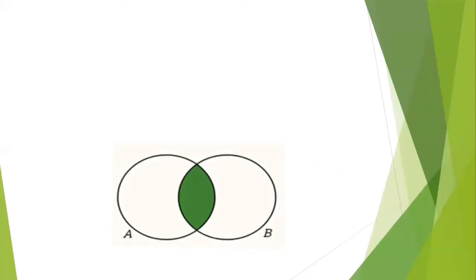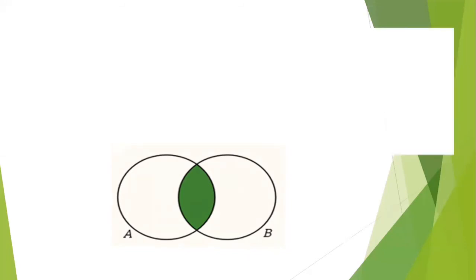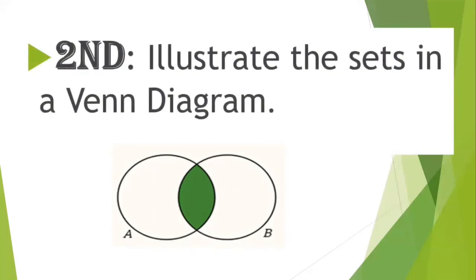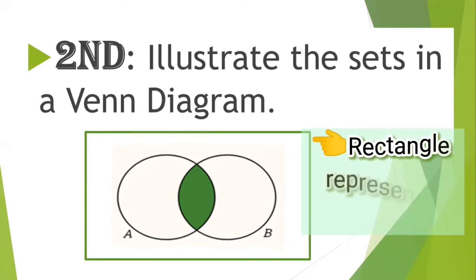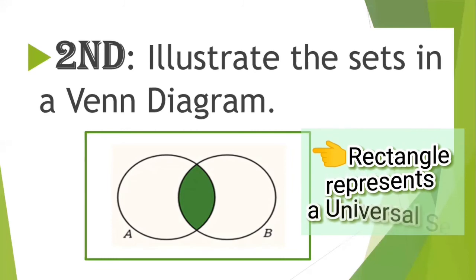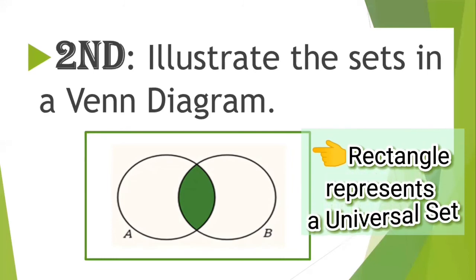Ayan. We're going to illustrate the sets in a Venn diagram. And of course, don't forget to draw the universal set. At ang universal set, don't forget na ang universal set ay ginagamitan ng capital letter U. Diba? Universal set symbol is a capital letter U. That's why we have here the universal set.